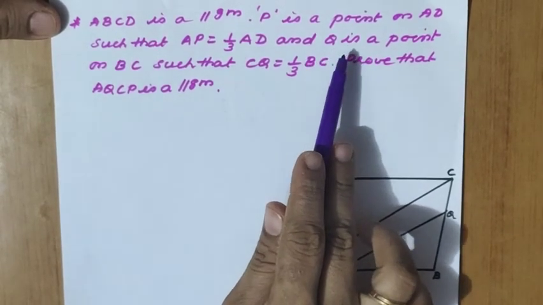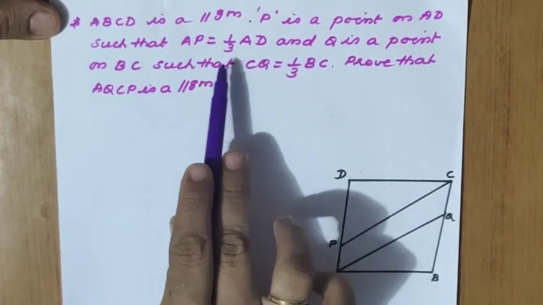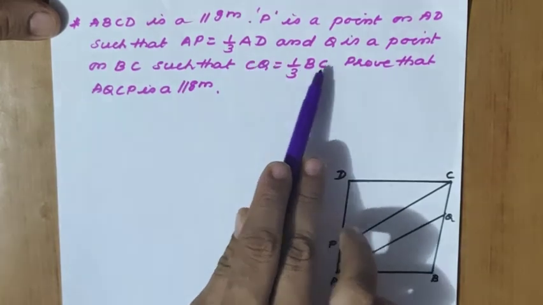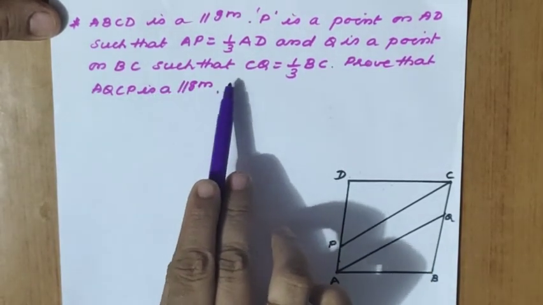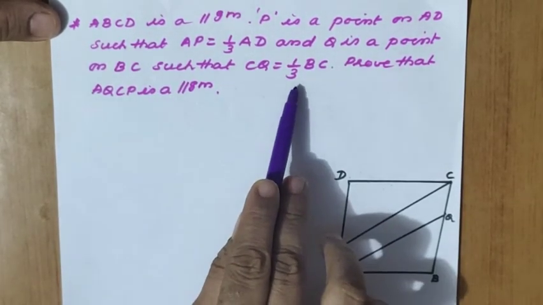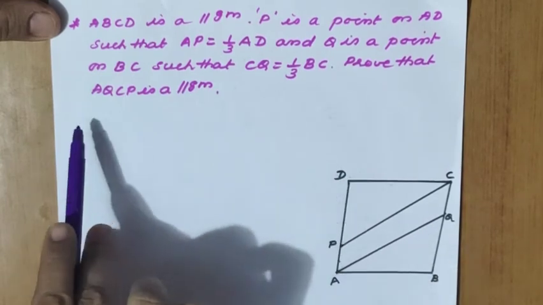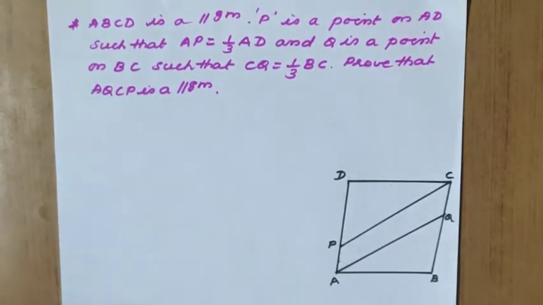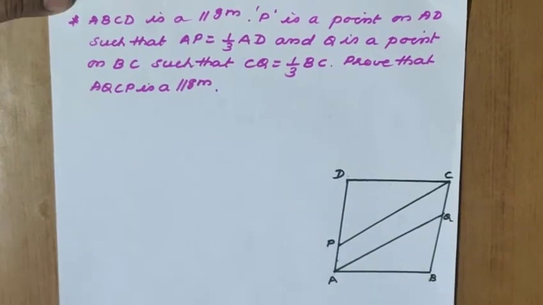Next question, ABCD is a parallelogram. P is a point on AD such that AP equal to 1/3 AD and Q is a point on BC such that CQ equal to 1/3 of BC. Prove that AQCP is a parallelogram.